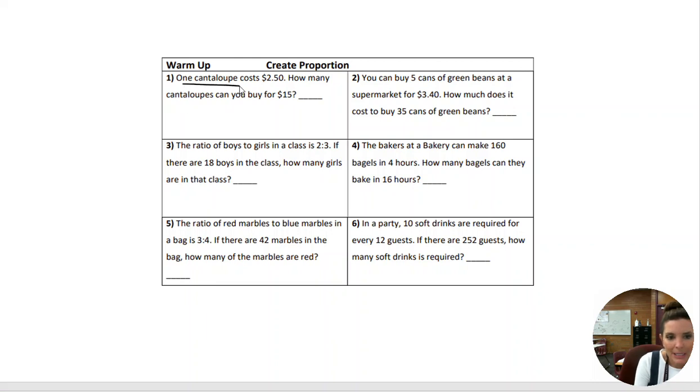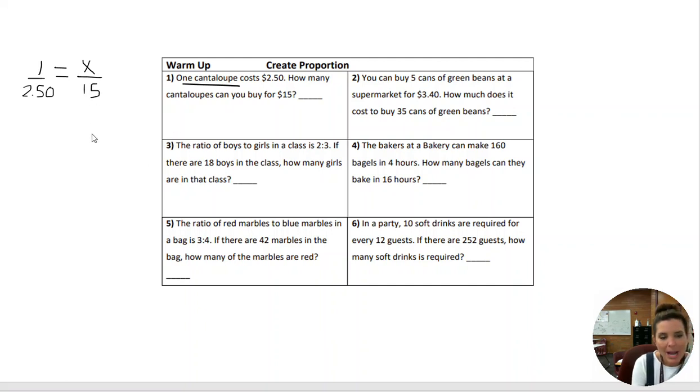So this number 1 says, 1 cantaloupe costs $2.50. How many cantaloupes can you buy for $15? So our ratio is going to be that 1 cantaloupe costs $2.50. Okay, so now we put the number of cantaloupes on the top and how much they cost on the bottom. So remember, when we set up our next ratio to make our proportion, we have to make sure that the units match. So, okay, so now when it says how many cantaloupes can you buy for $15, that means we want to put the number of cantaloupes, which is what we don't know, for $15.